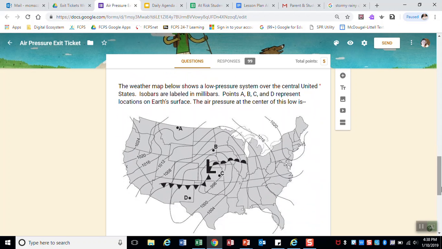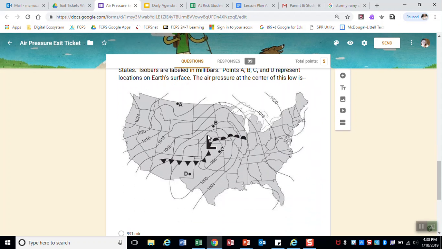The fourth question says, the weather map below shows a low pressure system over the central United States. Isobars are labeled in millibars. Points A, B, C, and D represent locations on Earth's surface. The air pressure at the center of the low is what? So the center of the low is going to be where this big L is, and you can see that this isobar map is in intervals of 4. Out here in Texas, it says 1004, then it's going into 1000, and then at the low, it circles up at 996. The next lowest isobar line would be 992, but there isn't a 992 in the middle of the low. So the lowest possible number in the center of this low would be 993.